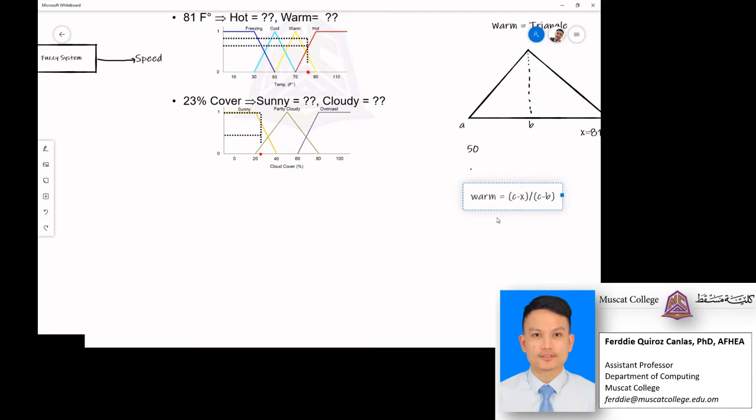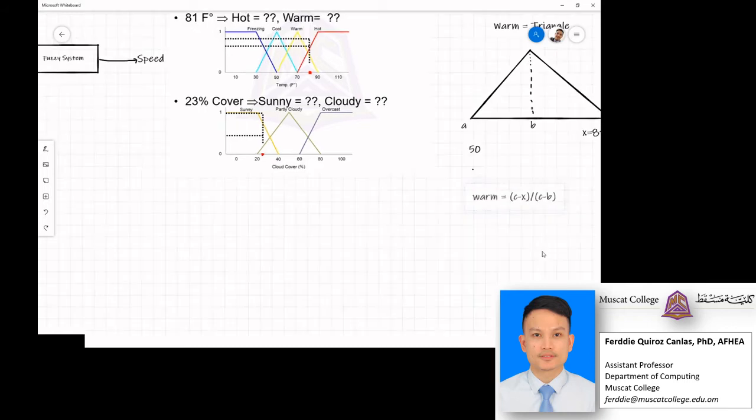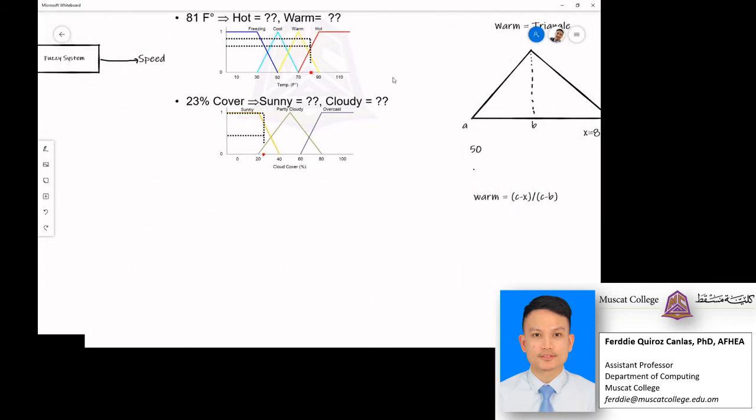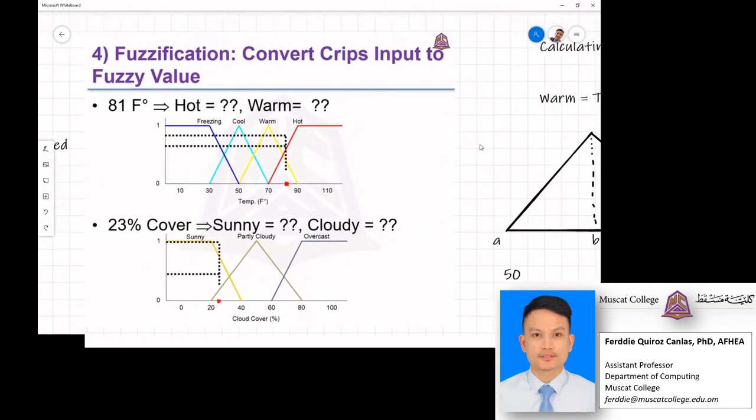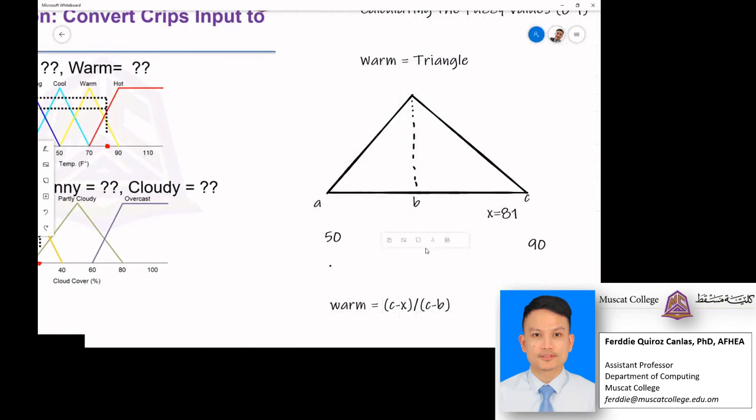Okay. So, but in this example, what is B? What's the value of B? Look at this one, please. The value of B is 70, right? So based on this figure, the value of B is 70.